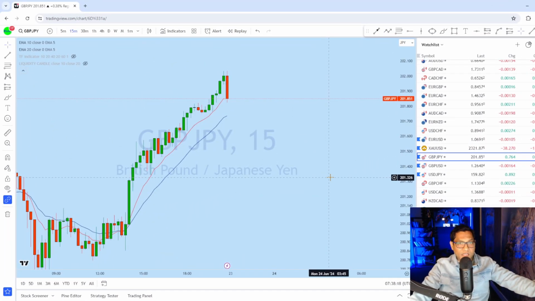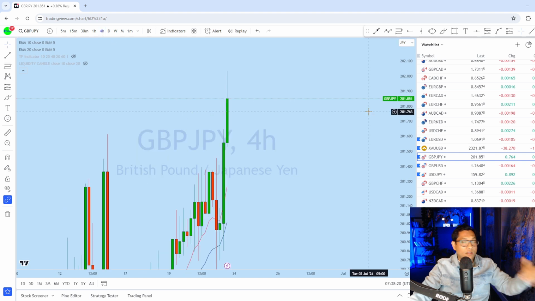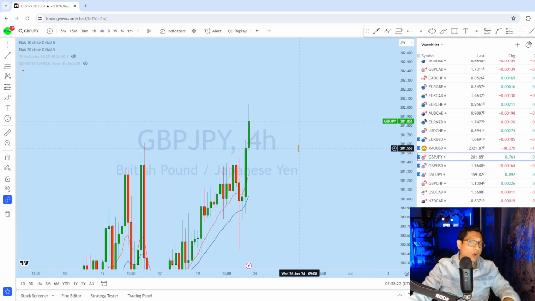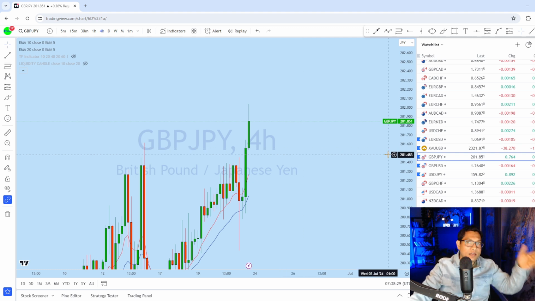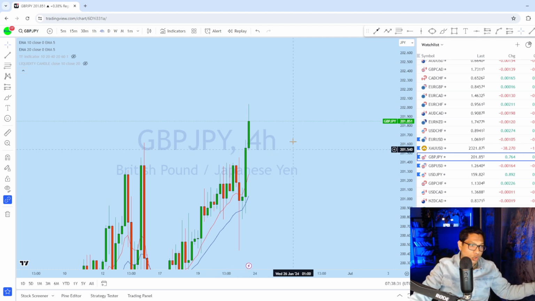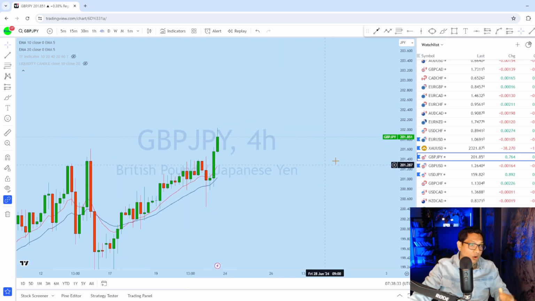So when it comes down to the 15 minutes as a base time frame, we will be using the 4 hour, that I personally use, as our secondary time frame, which is the highest time frame, and then scale down to the lower time frame. So you can see that this is the intraday or 4 hour time frame.